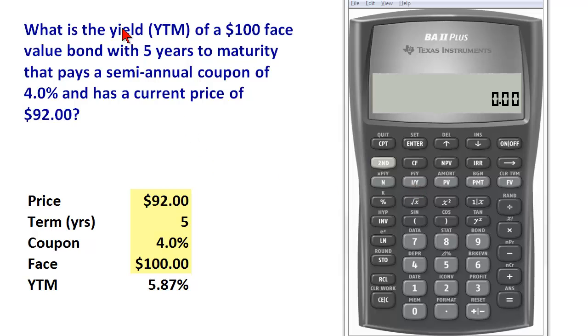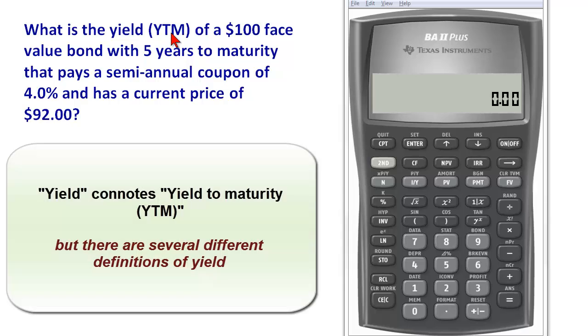Now my question here has yield and then parenthetically YTM, and that's because there are several different definitions of bond yield. We typically want to be specific about what kind of yield we're referring to. However, by convention, yield by itself connotes or implies yield to maturity. So specifically what we're looking at here is the yield to maturity. After we show the calculation, I'll show you a brief interpretation of what we mean by yield to maturity. But for now, let's look at the word problem.